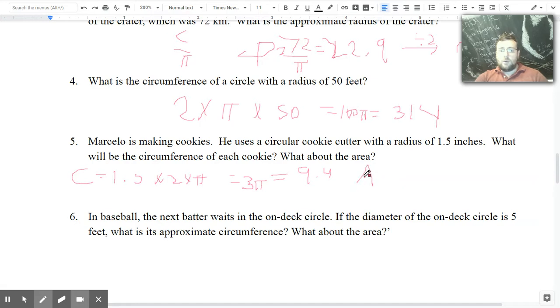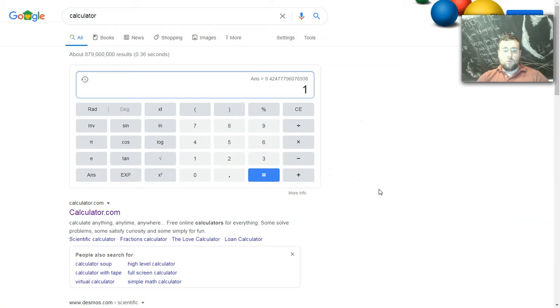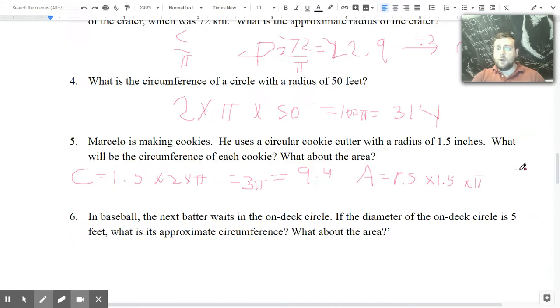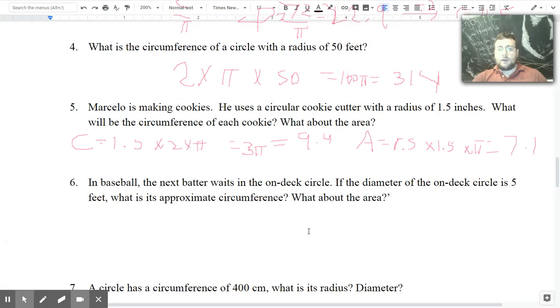The area, though, would be radius, which is 1.5, times the radius, because it's radius squared, times the pi. And let's see what we get. 1.5 times 1.5 will be 2.25 pi, and that could be the answer choice if they left it in terms of pi, but they may also want you to multiply times pi, which in this case will give you about 7.1 inches squared, right?